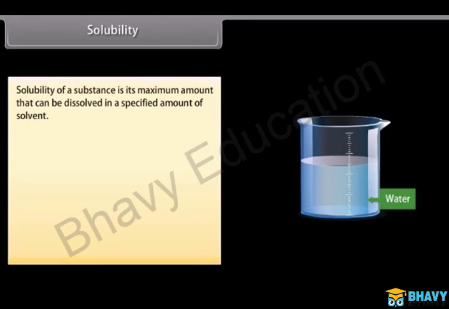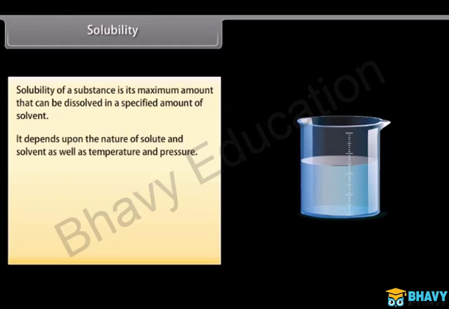Solubility. Solubility of a substance is its maximum amount that can be dissolved in a specific amount of solvent. It depends upon the nature of solute and solvent as well as temperature and pressure.